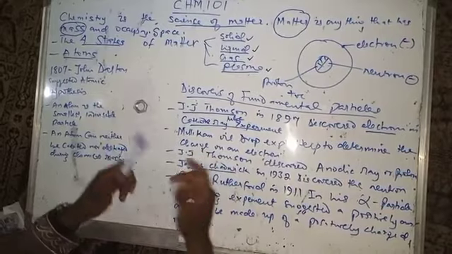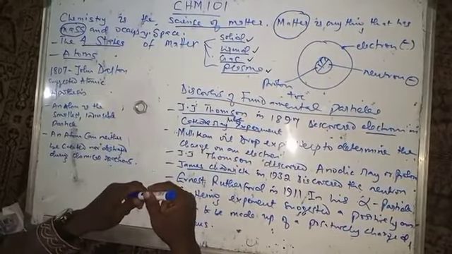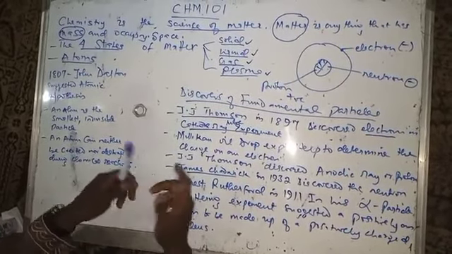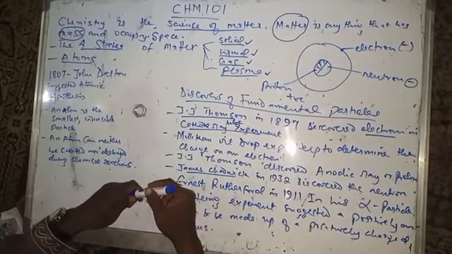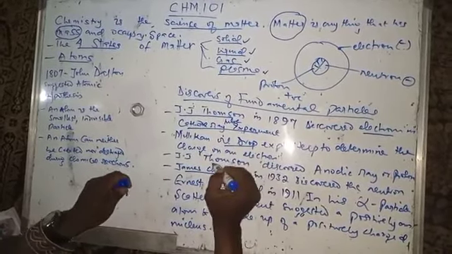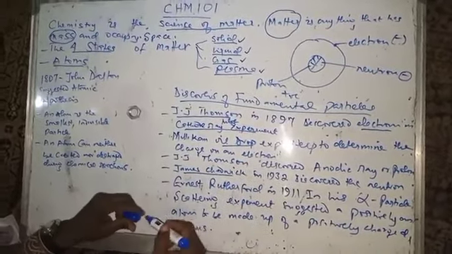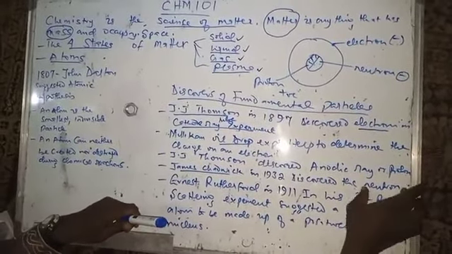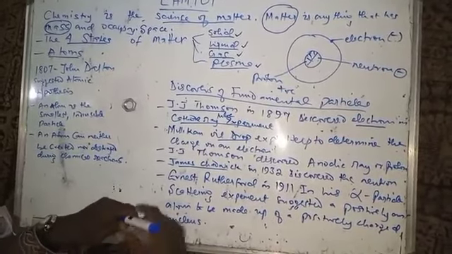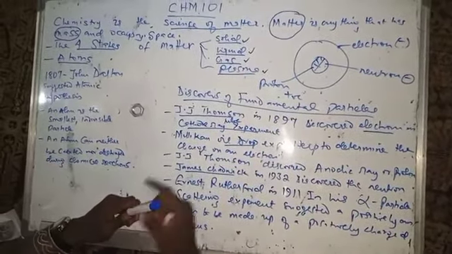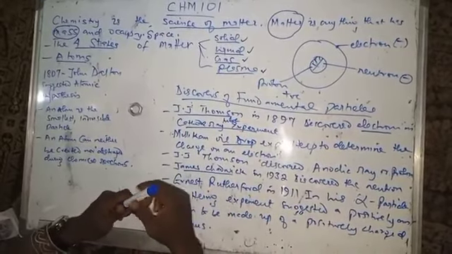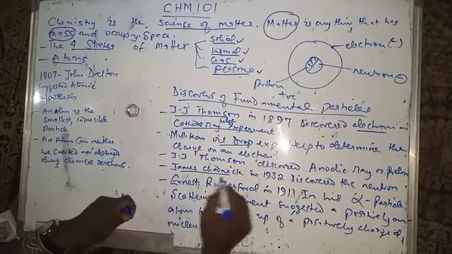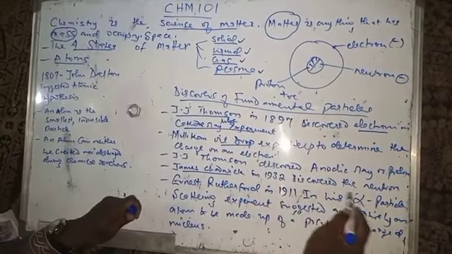From there, other pioneer developers of these fundamental particles are people like Millikan and Ernest Rutherford. Millikan performed his famous oil drop experiment, where he was able to determine the charge of an electron. The discovery of the neutron came a bit late. The electron has a negative charge, the proton has a positive charge, but the neutron has no charge, which makes it a bit difficult. However, James Chadwick in 1932 discovered the neutron.